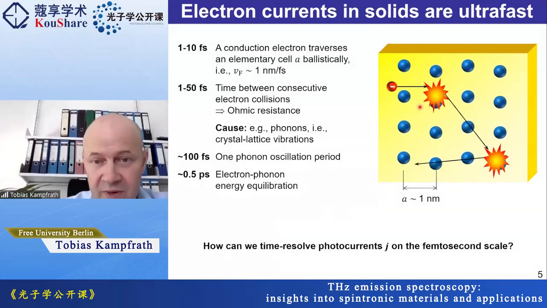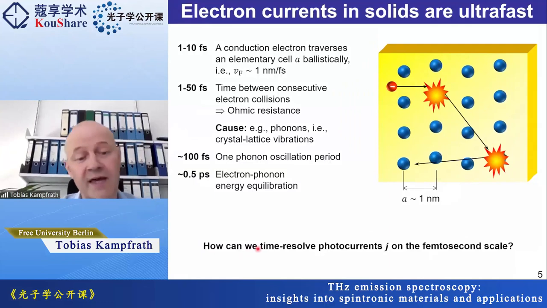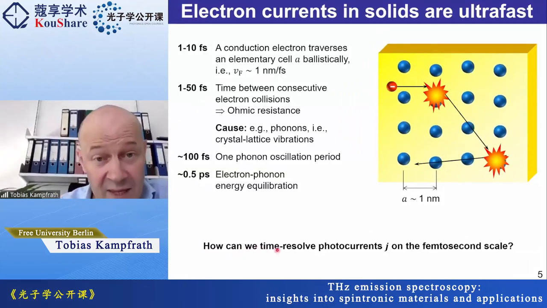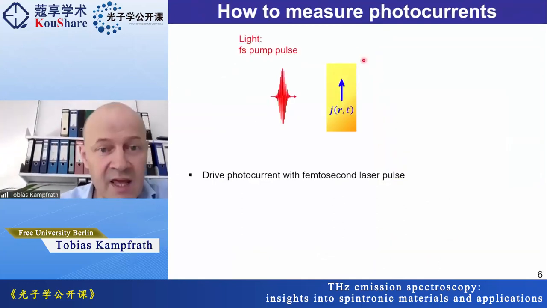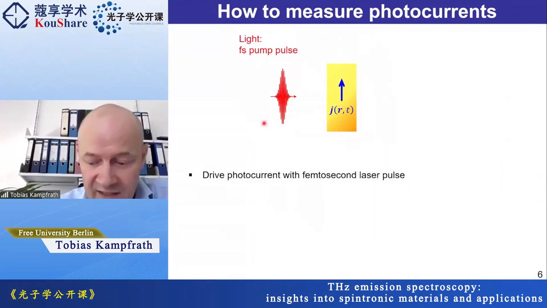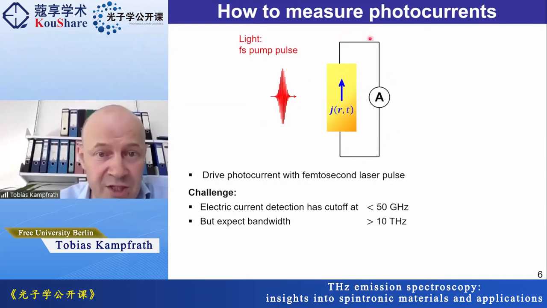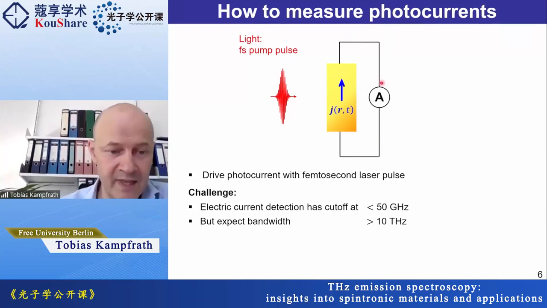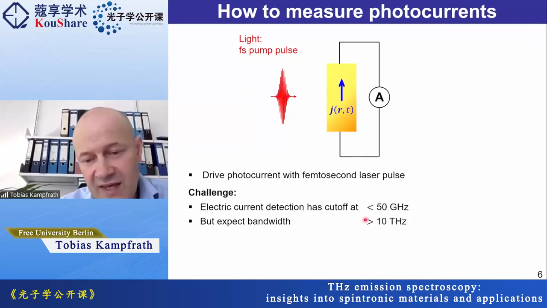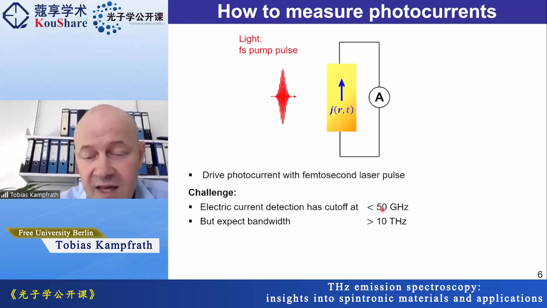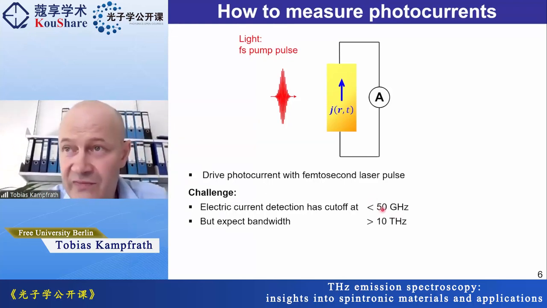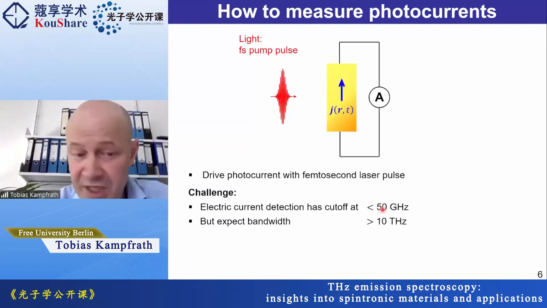It would be, of course, great to measure such electron currents. And that's why the question is, how can we actually time resolve such photocurrents on the femtosecond timescale? So let's consider the problem again. Here we have our sample. We have the light field. The light field induces a photocurrent. And the photocurrent, of course, we can most easily measure by just using an ampere meter. But it's important to note that electron currents in this way can only be detected up to frequencies of about 50 gigahertz. And at these frequencies, it's already getting prohibitively expensive. For example, you need very fast oscilloscopes, and these are usually pretty costly.